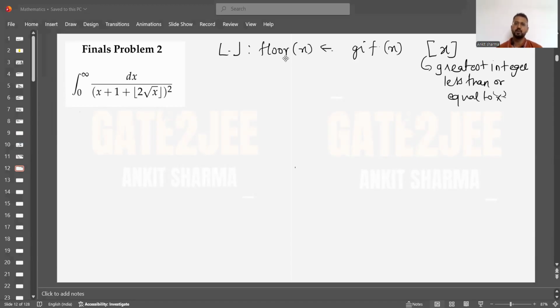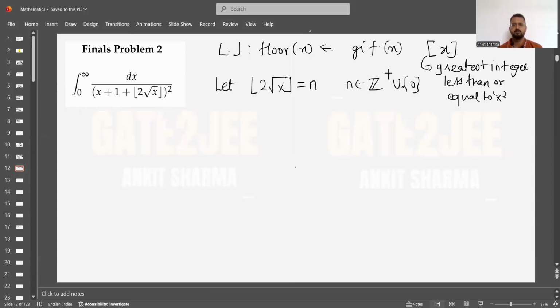So now we have the floor of 2 root x. Here I need to find the points where I have to break this. So let the floor of 2 times root of x be equal to some integer n, where n belongs to the positive integers, and 0 also is possible. When I say that the floor of this is equal to n, that means the quantity inside lies between n and n plus 1, for n belonging to the positive integers union 0.